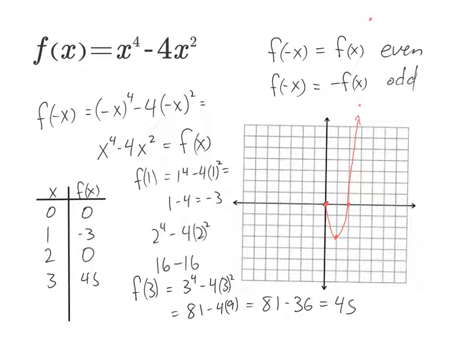Now I know this function is even because that's what we found. So I know that it's actually going to be symmetrical along the y-axis. Remember, if it's odd, it's actually going to go this way. But even means it's going to actually do the exact same thing on the other side. So I'm going to put that there, so it's going to look something like that.